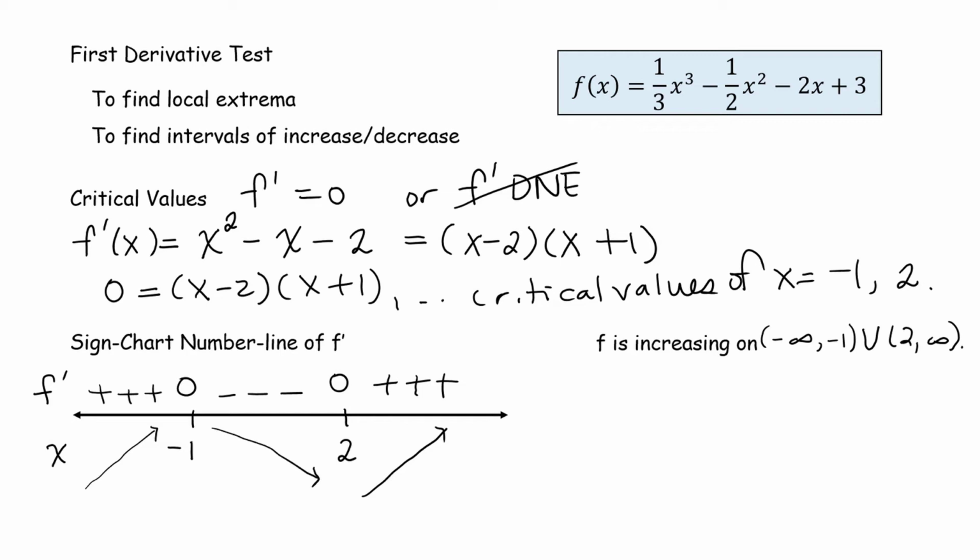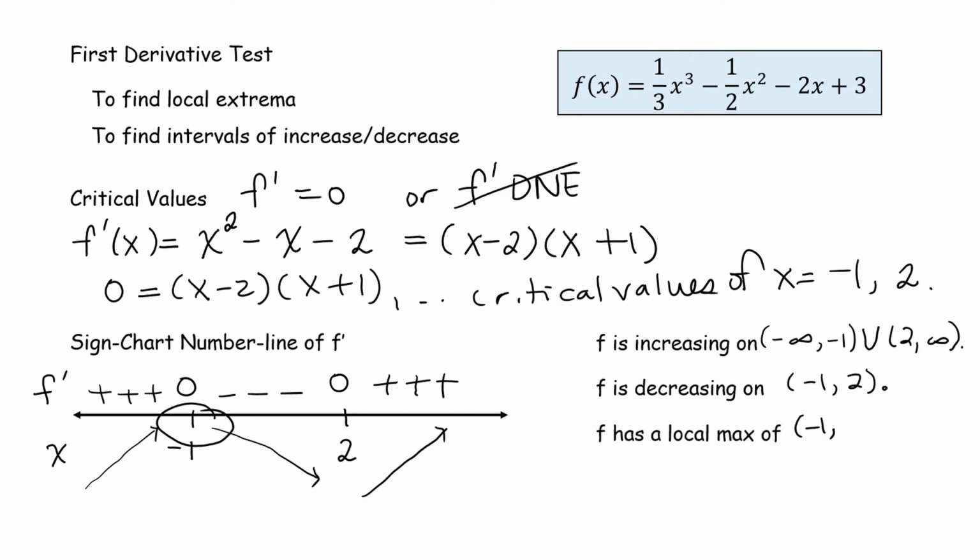And so we say that f, the function, is decreasing in that middle interval. So it would be decreasing from -1 to positive 2. Keeping this in mind, at -1, the graph rises to it and then falls afterwards. So this looks like a high point. And we would say that f has a local max at -1, f of -1.